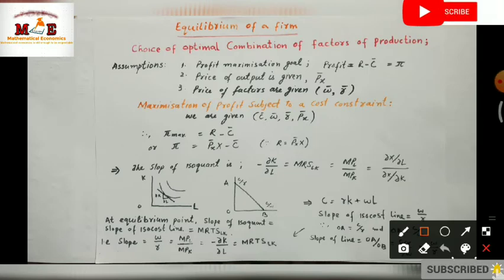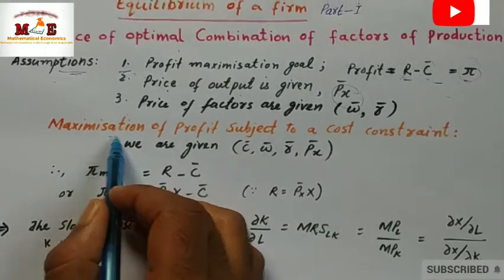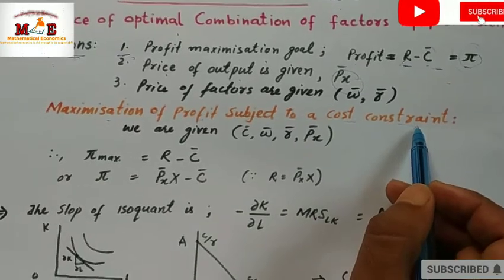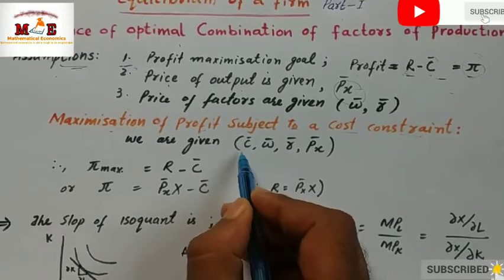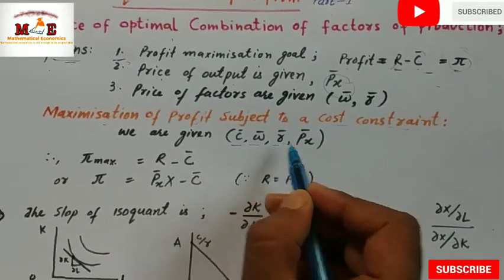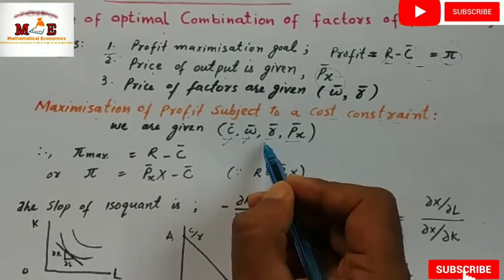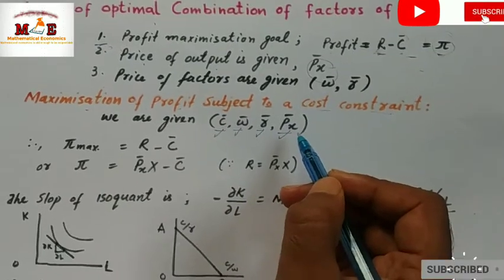Now let's consider the first case of this firm, which is maximization of profit subject to a given cost constraint. In this case, we are given these items, that is C, W, R, and P of X, that is the total cost outlay, price of the labor, price of the capital, and price of the products or the goods that are produced.